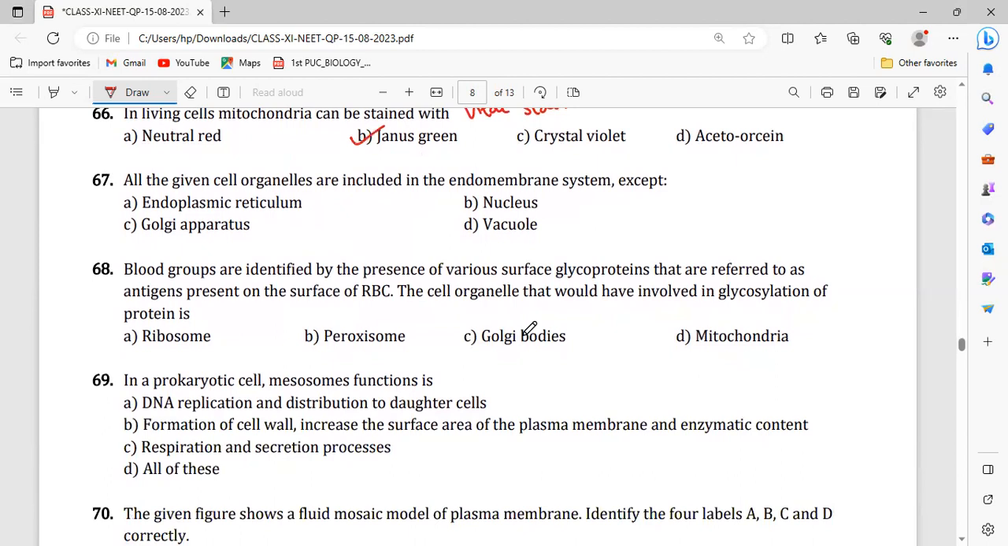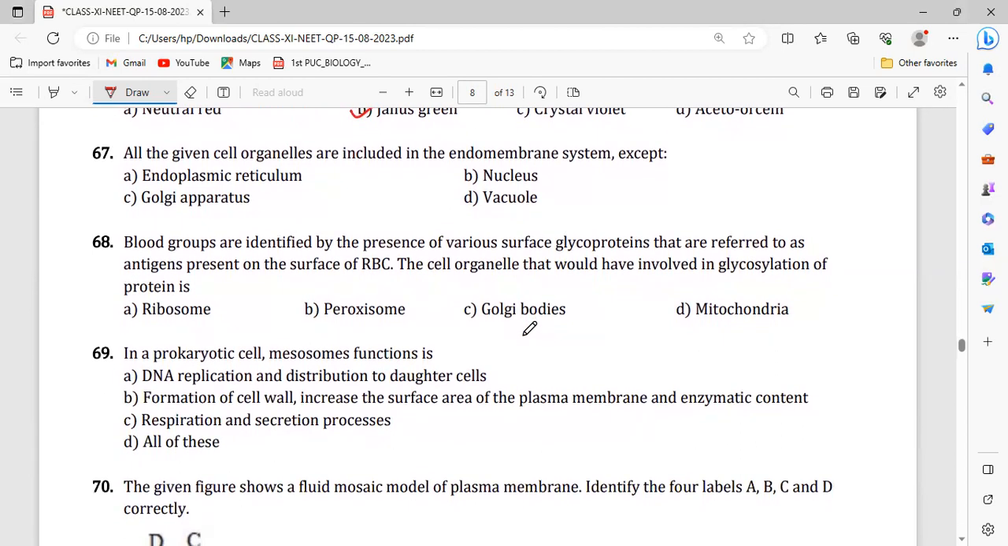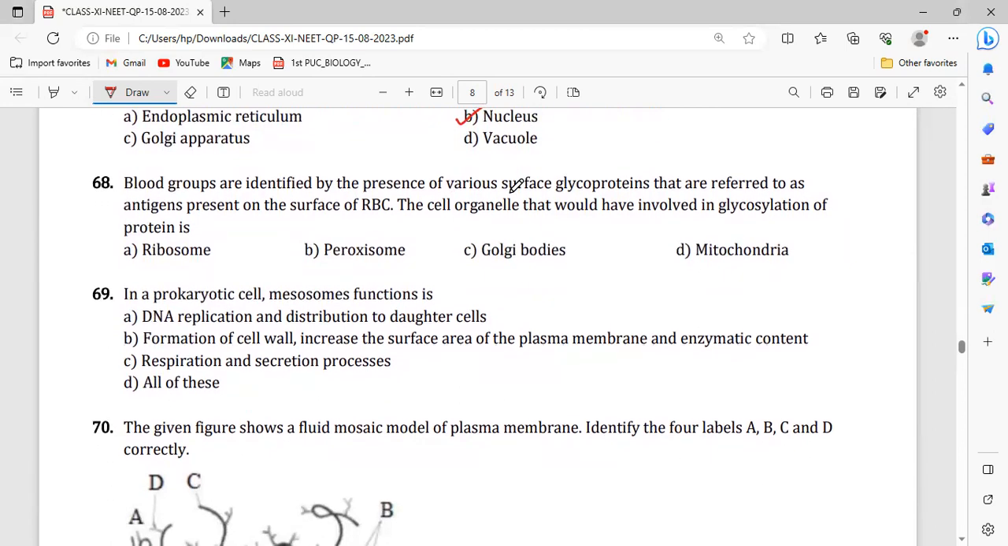Then 67. All the given cell organelles are included in the endomembrane system except. So your nucleus is not included, all the other three are, because their functions are coordinated. Nucleus is the one which controls the function of the cell. So it doesn't come under the endomembrane system. Then 68.